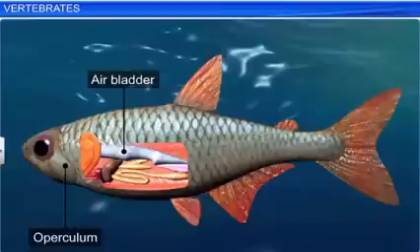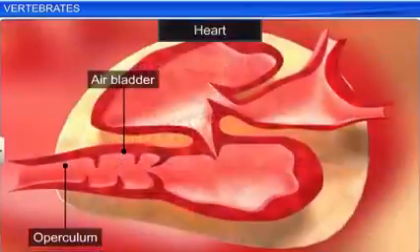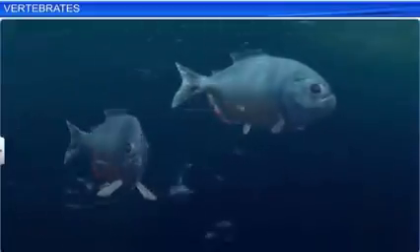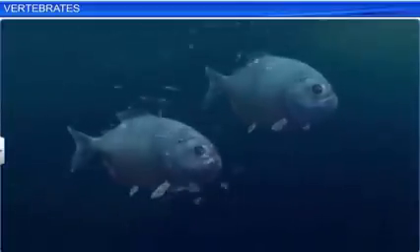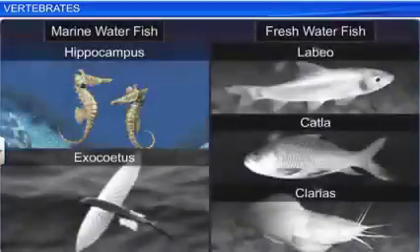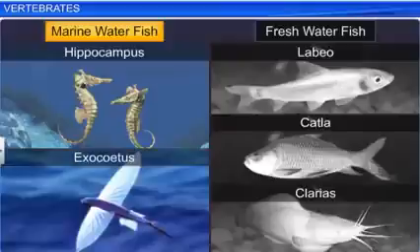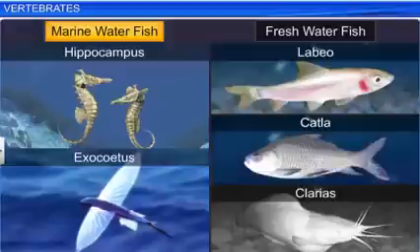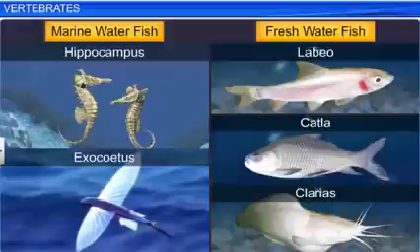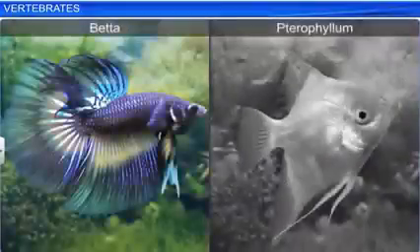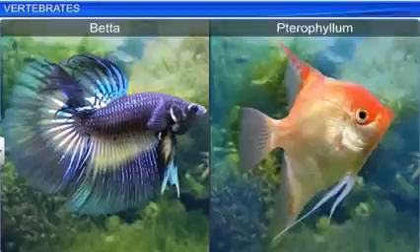They too are cold-blooded and have a two-chambered heart. Osteichthyes are dioecious, and fertilization is usually external. They are largely oviparous and exhibit direct development. Hippocampus and Exocoetus are marine fish, while Labeo, Catla, and Clarias are freshwater fish, while some fish like Betta and Pterophyllum are used in aquariums.